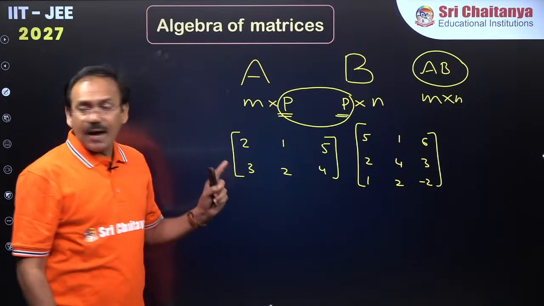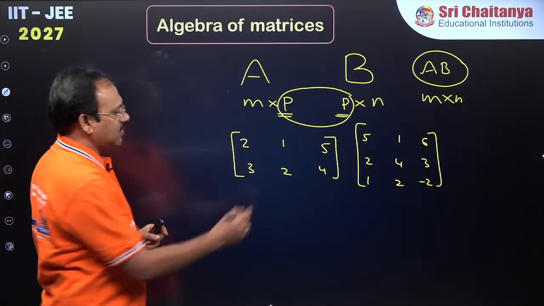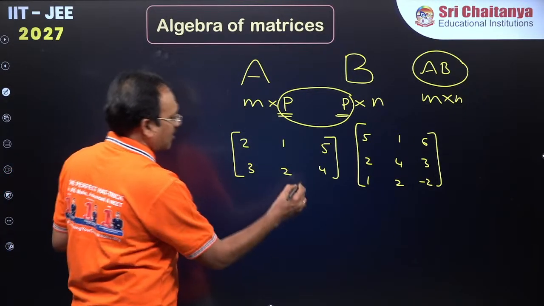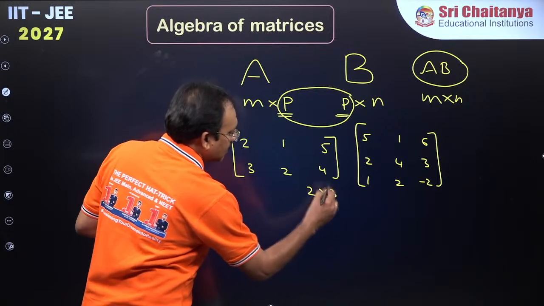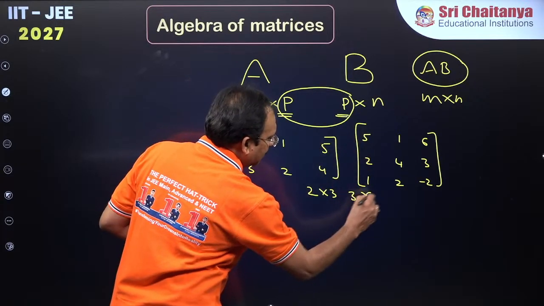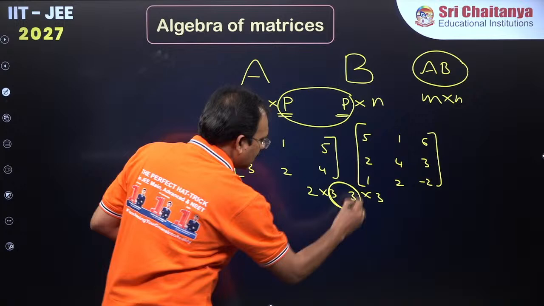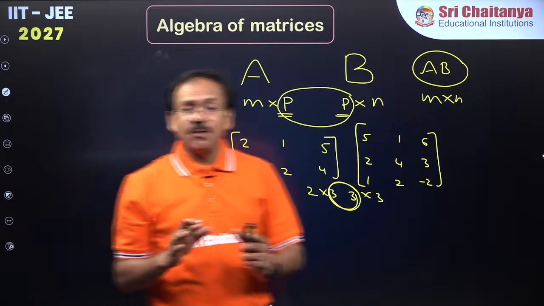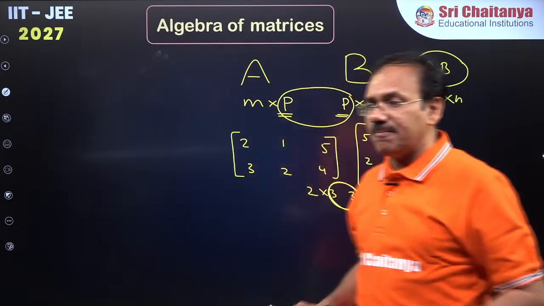You see, I am going to multiply 2 matrices. What is the order of the first matrix? 2 by 3. Second matrix 3 by 3. You see, these two are same. So, are they compatible for multiplication? Can we multiply these two matrices?